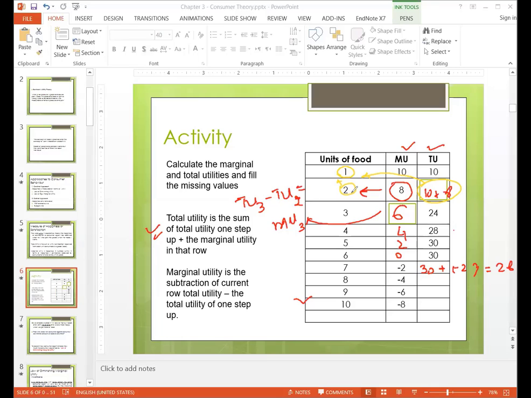In this table, one more thing to note is that for 0 units of food, you will have 0 marginal utility and 0 total utility. So it means you have a common starting point, and then you move up.